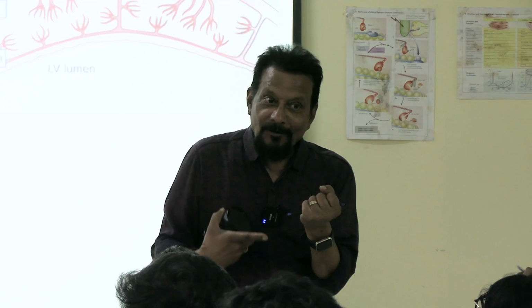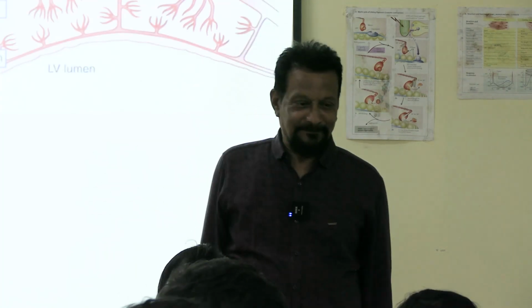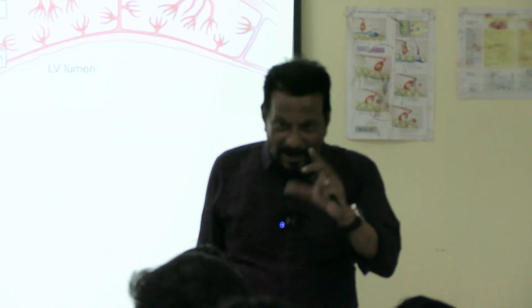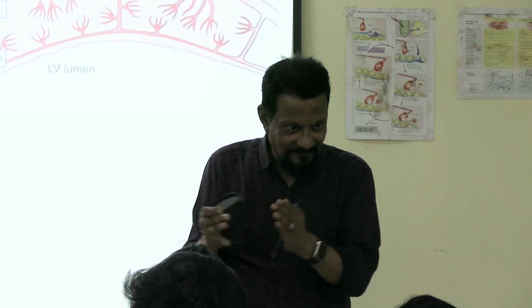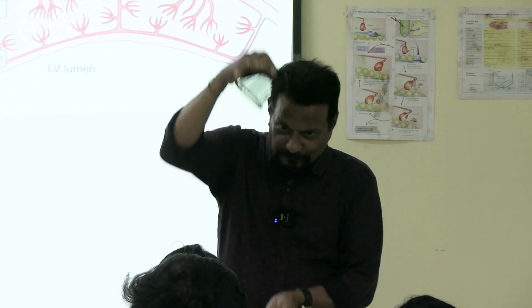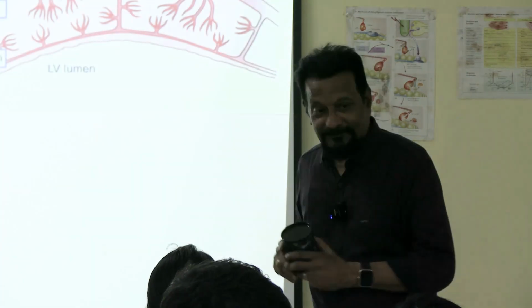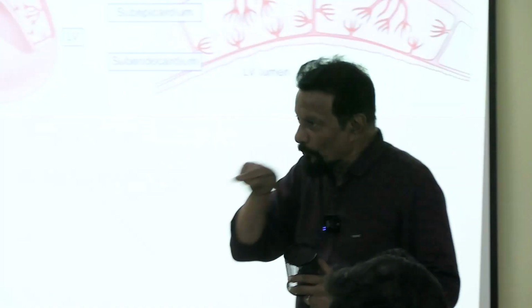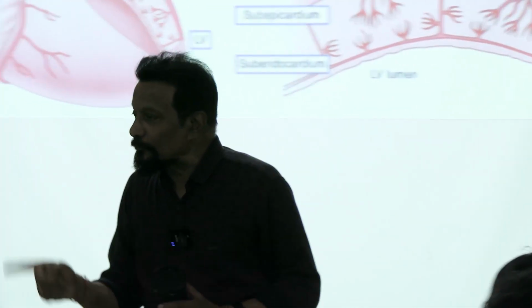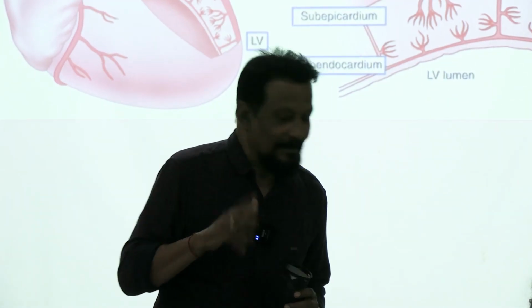Isn't it? As it is a flow, it will be reduced. What will happen here? When the myocardium contracts this way and that way, as a result, what will happen to the blood vessels within? They will be constricted. The lumen will be narrowed. And what will happen to the blood flow? It will be reduced. Okay, fine.